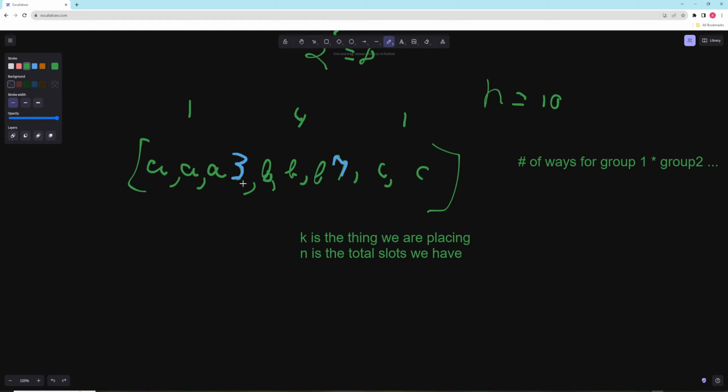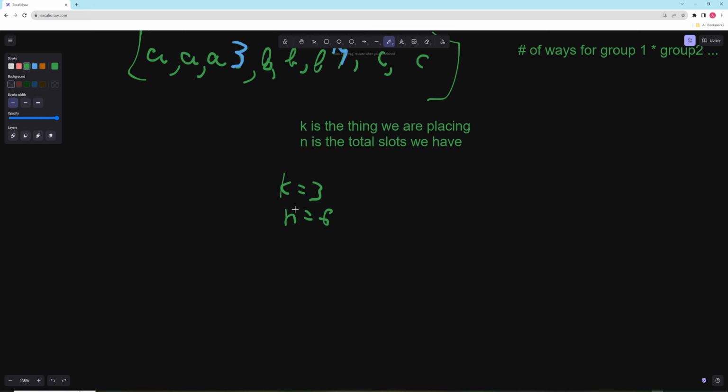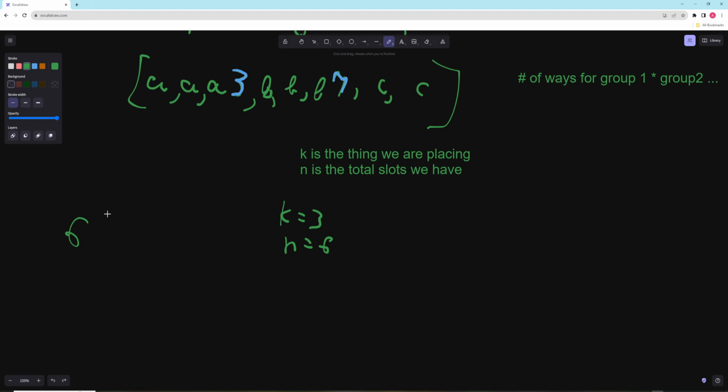So here, if we're trying to place B's, we have 3 B's to place. So k is 3. And we already have the A's placed, so n is going to be 6, right? It's going to be the A's and the B's. So n will be 6. So n choose k to place the B's will be 6 factorial over (n minus k) factorial, which is 3 factorial, and 3 factorial.